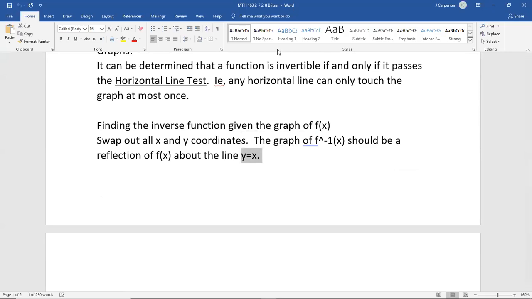This is not something I'm going to test you on. This is just an extended concept that is nice to understand. What you have to be able to do is swap the x and y coordinates. That's what you'll be doing.